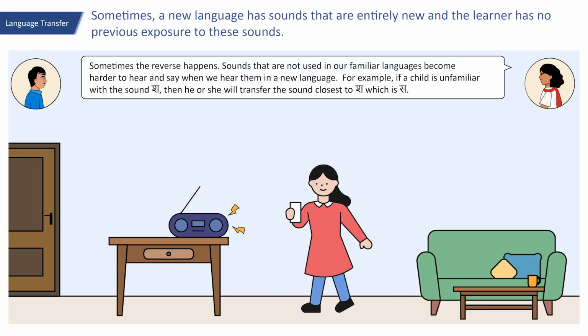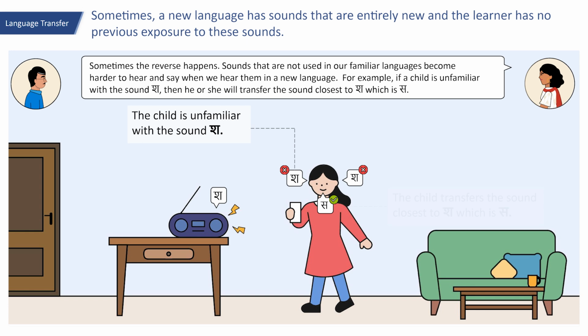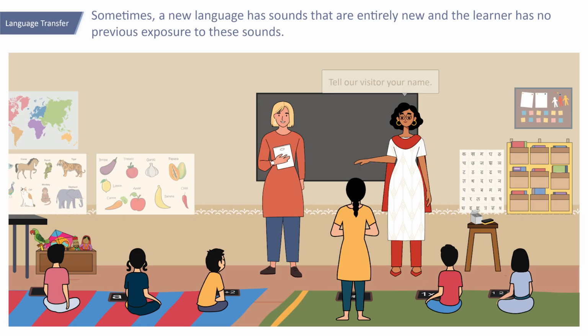Sometimes the reverse happens. Sounds that are not used in our familiar languages become harder to hear and say when we hear them in a new language. For example, if a child is unfamiliar with the sound sh, then he or she will transfer the sound closest to sh, which is s. Tell our visitor your name. Preeti. Pretty.